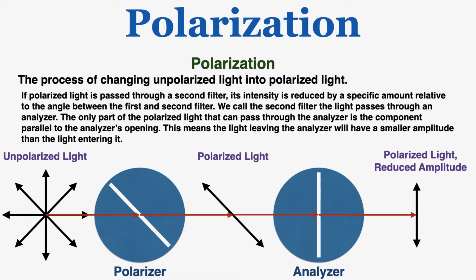It has a reduced amplitude. So I remember the amplitude of a wave is the distance from the center of a wave to the top of the wave. And I can see that the distance on this final polarized light from the center to the top is less than that distance in the original unpolarized light. So after the light leaves the analyzer, if there's any angular difference between the analyzer and the polarizer, the light will have a reduced amplitude.